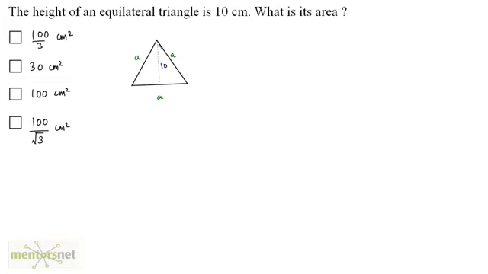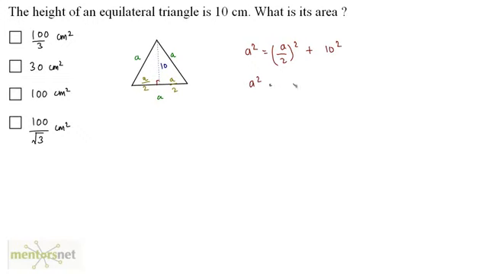Now in an equilateral triangle, this altitude divides the base. So this becomes A by 2 and this is A by 2. It actually divides the base in two halves. Now this is a right angle triangle. We can calculate A by Pythagoras theorem. So hypotenuse square, that's A square, is equal to base square plus height square. So (A by 2) square plus height square.